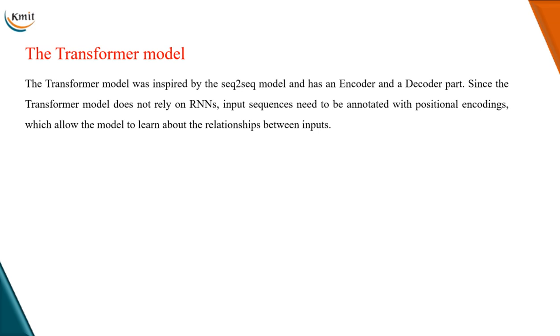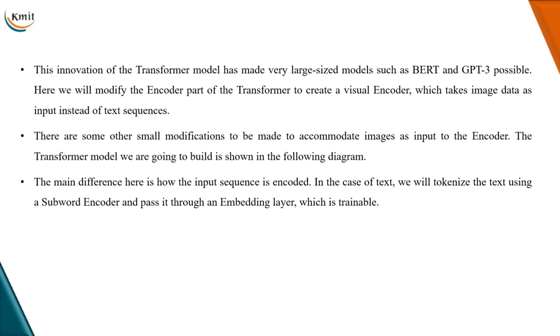Annotating the input sequences with positional encoding allows the model to learn about the relationship between the input tokens that we are taking. Now, removing recurrence improves the speed of the model. All these things we have seen in the past chapters, right? This innovation of the transformer model has led to many large models like BERT, GPT-3, etc.